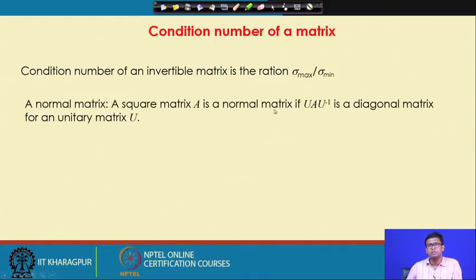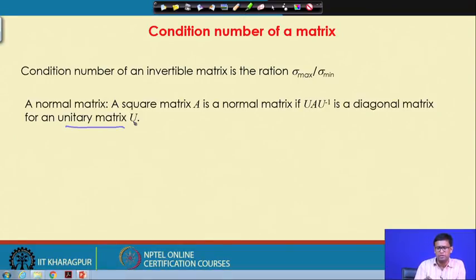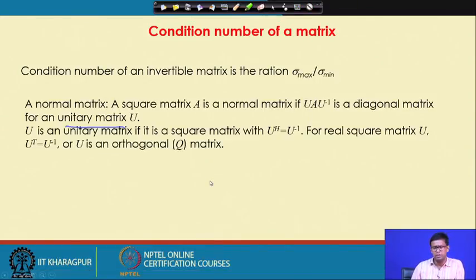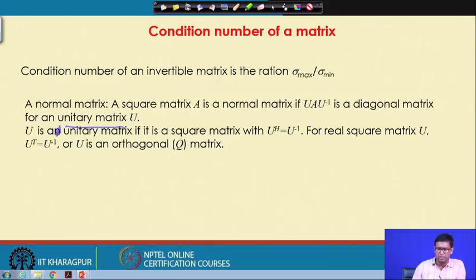A normal matrix is defined as follows: a square matrix A is called a normal matrix if U A U inverse is a diagonal matrix for any unitary matrix U. Defining a normal matrix needs the definition of another type of matrix, which is a unitary matrix. U is a unitary matrix if it is a square matrix with U Hermitian equal to U inverse. For a real square matrix, if U transpose is equal to U inverse, or U is an orthogonal Q matrix, then U is called a unitary matrix.